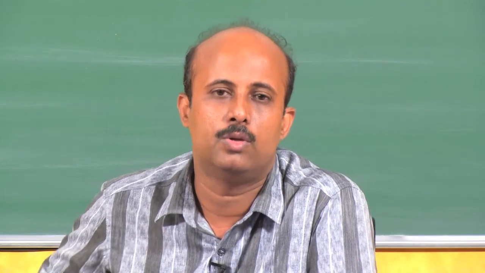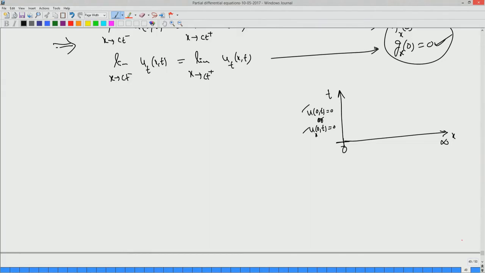That means you assume that two different solutions are possible, then you take the difference and show by this energy argument that the difference has to be 0. That means both solutions have to be the same. So the solution is unique using that approach. We will see how we can show by an energy argument that the solution is unique for these initial boundary value problems.